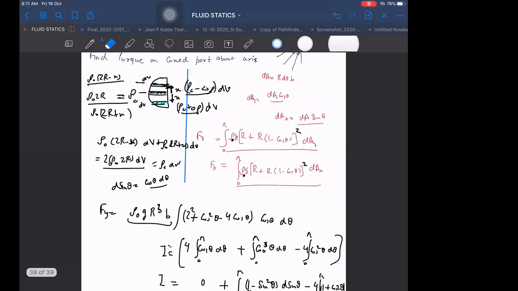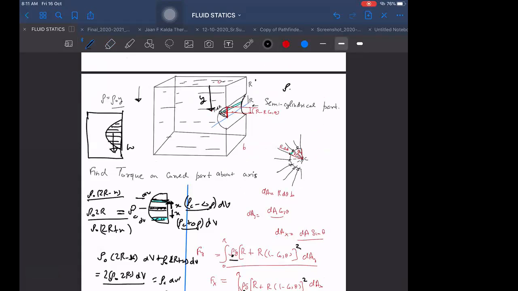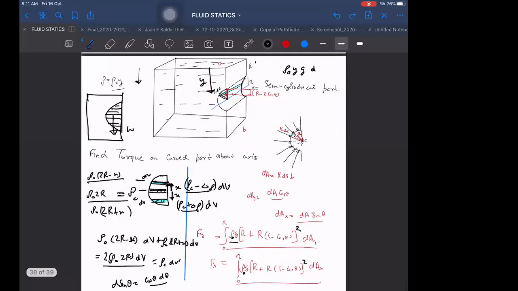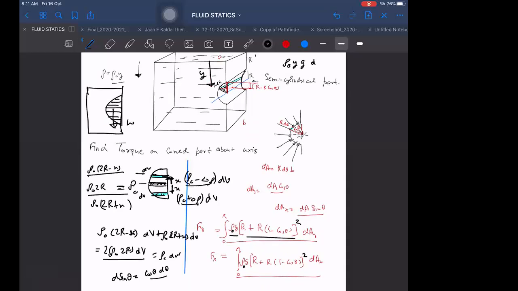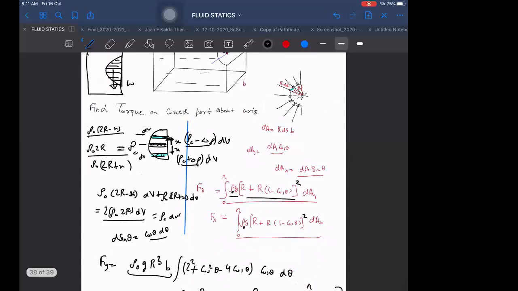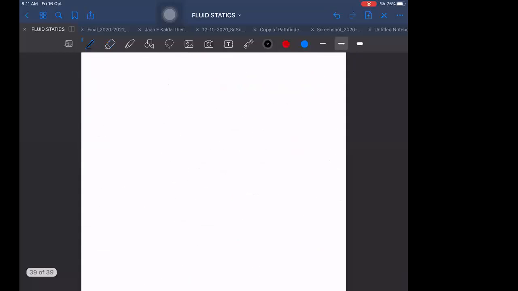In Fy we are getting rho naught into g, correct? Next, let me do it again once again. What is it at depth y? At depth y, the formula will be rho naught into y into g into width, which comes out to be dy. I think there is a mistake here. How did you say it will be squared up? Okay, let me do it again properly.